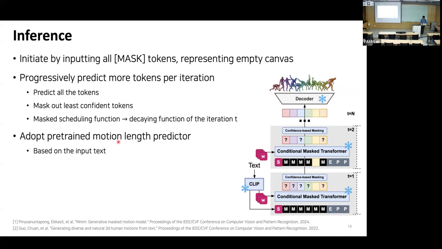And note that at inference time, we cannot know what motion length the model should generate. So the model adopts a pre-trained motion length predictor, which just determines the input motion length corresponding to the text input.